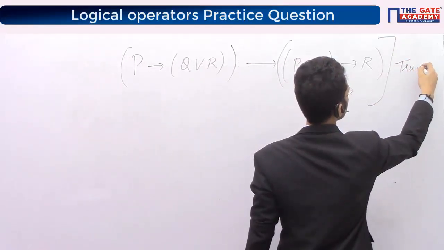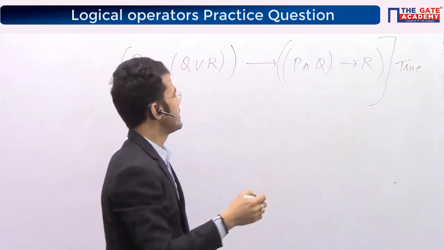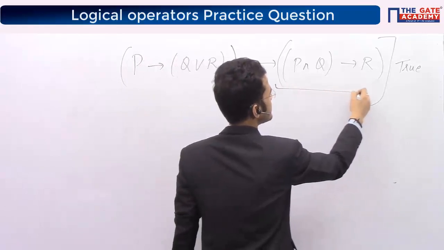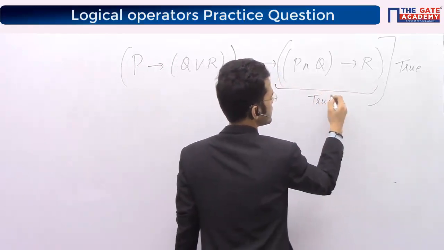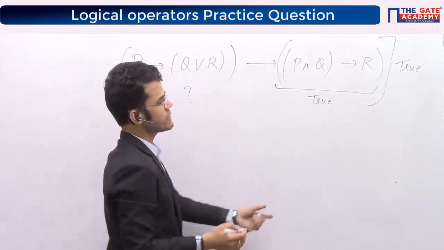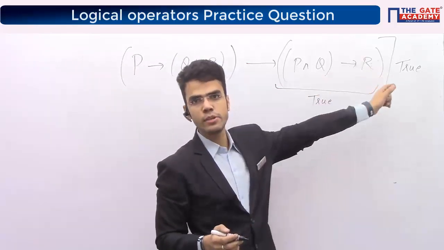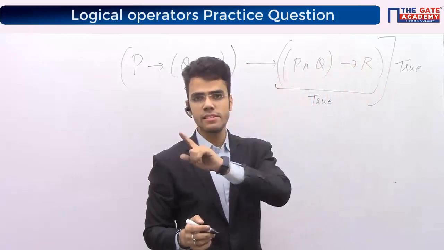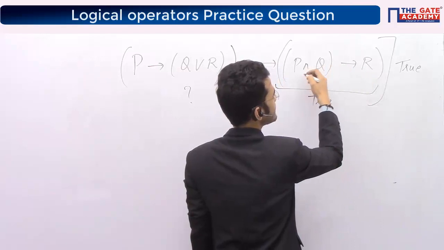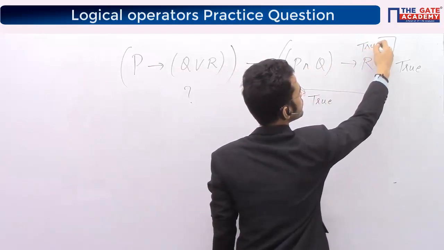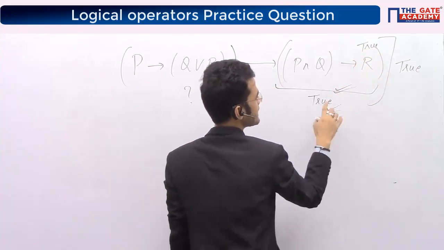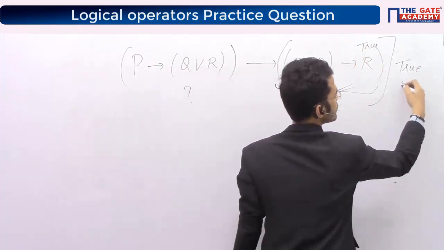If you have to generate one true case, what you can do is this: anything implying true. If you are able to generate this side as true, anything which implies this, I don't care, your answer will be true. Anything implies true gives me true. So simply if you put R to be true, you get this expression as true, and if you get the right hand side to be true, you get this as true.